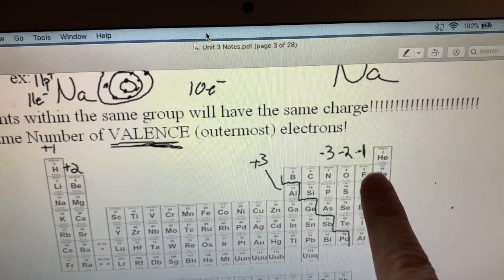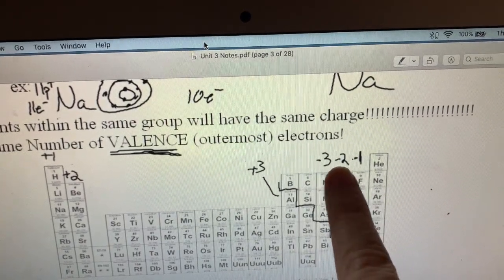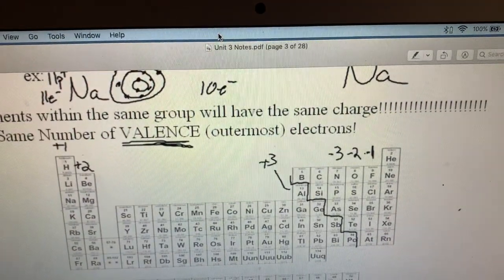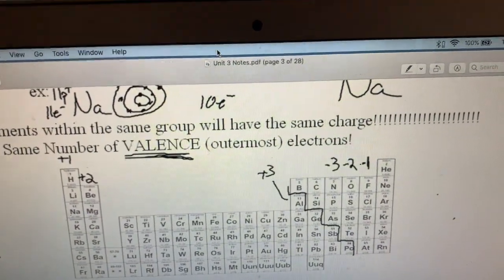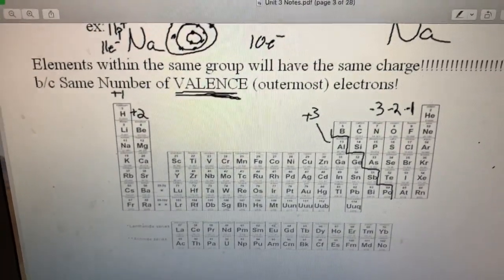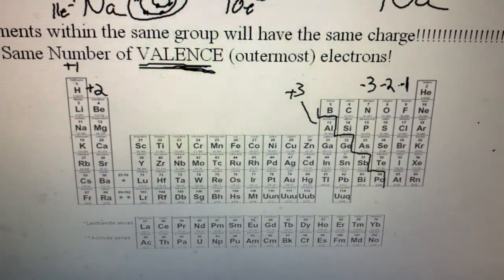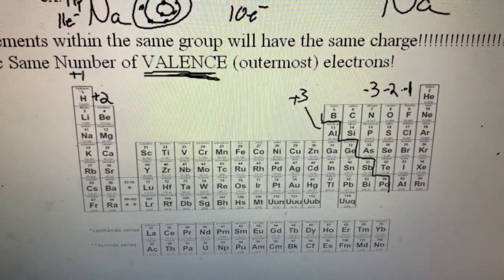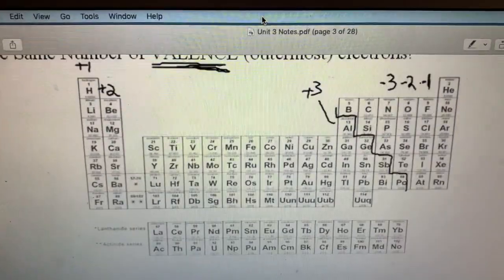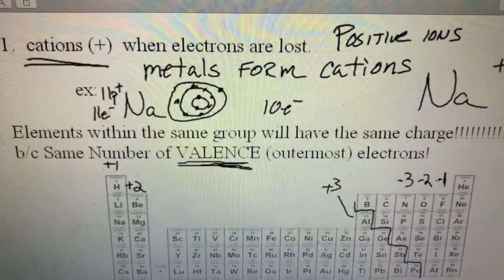For our negative ions, group 17 is -1, group 16 is -2, and above the stair step, nitrogen's group is -3. Below the stair step, it becomes a metal, and metals are always positive. That's another thing to really remember. When forming ions, metals will always form positive ions, non-metals, negative ions. So as we had up here, a positive ion is when an electron has been lost.